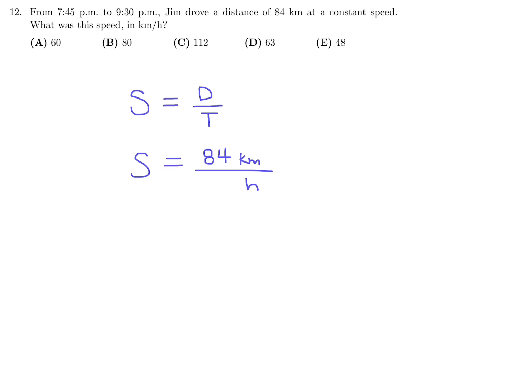All right, so let's see here, 7:45 to 9:30, that's 1 hour and 45 minutes. So that's 105 minutes. Divide that by 60 to get the number of hours, and that is 1.75. So that's what I have to put here, 1.75. 84 divided by 1.75 is 48. So number 12, the answer is E.